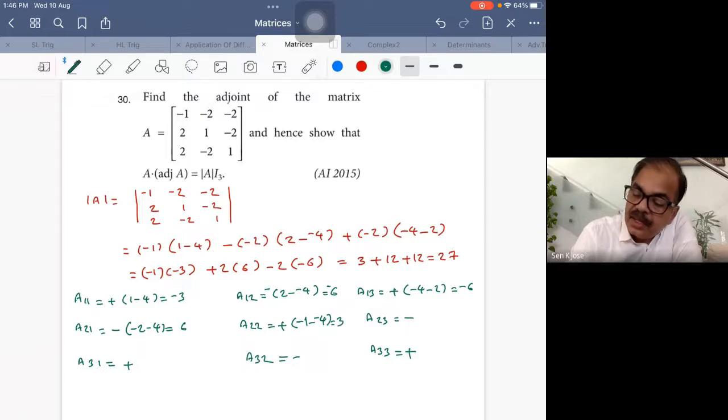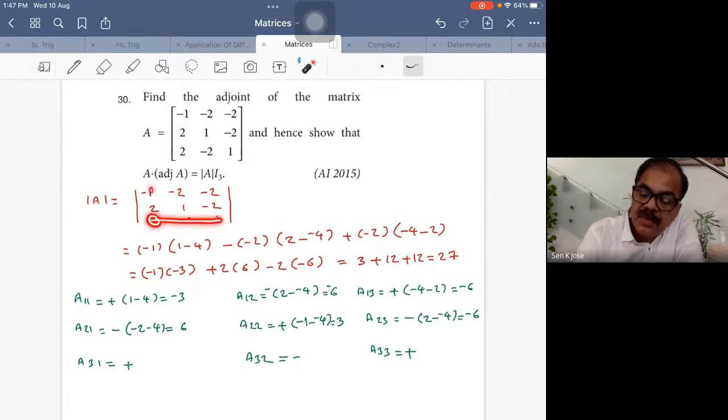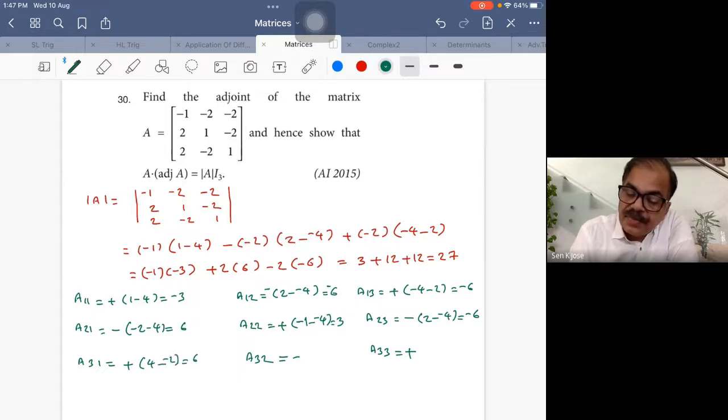And A23, that's the element A23. Delete the row and the column it contains. Cross multiply. So you'll get 2 minus -4. That's going to be -6. A31, that's the element. Delete the row and the column it contains. You cross multiply. So you'll get 4 minus -2, which is 6.